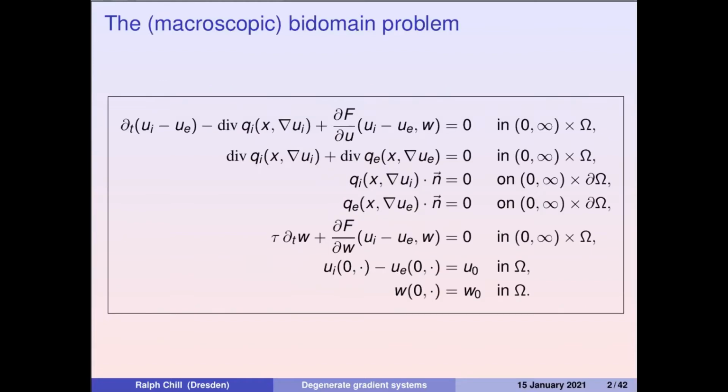So here's a complicated system. This is the so-called Bidomain problem on a domain omega in R^n. And here are two unknown functions, both defined on time and on space, omega, that are the two functions u_i and u_e.